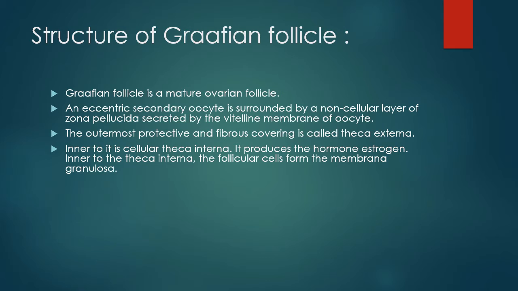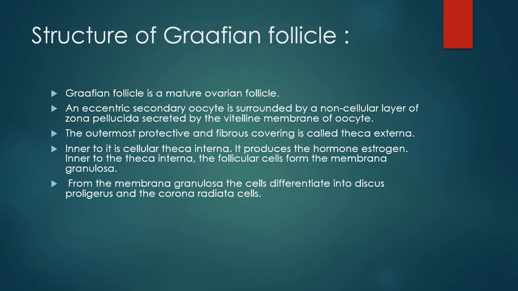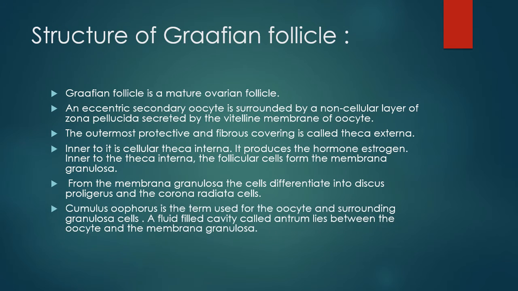Inner to the theca interna, the follicular cells form the membrana granulosa. From the membrana granulosa, the cells differentiate into discus proligerus and the corona radiata cells. Cumulus oophorus is the term used for the oocyte and surrounding granulosa cells. A fluid-filled cavity called antrum lies between the oocyte and the membrana granulosa. It is filled with a fluid called liquor folliculi.